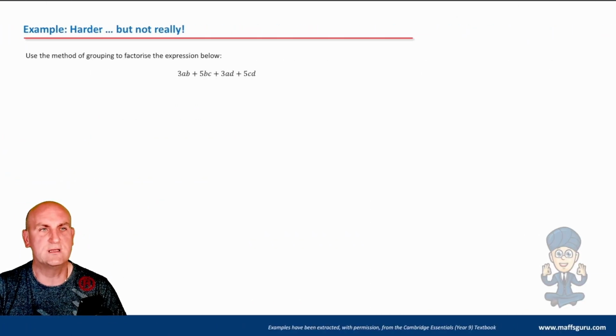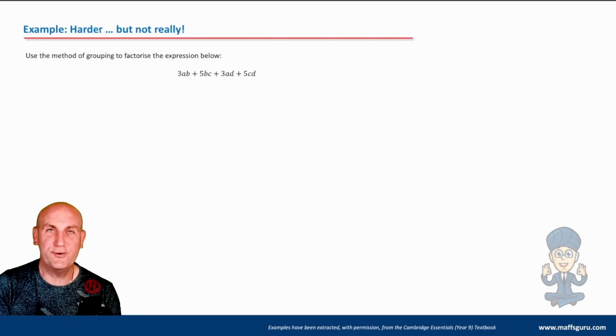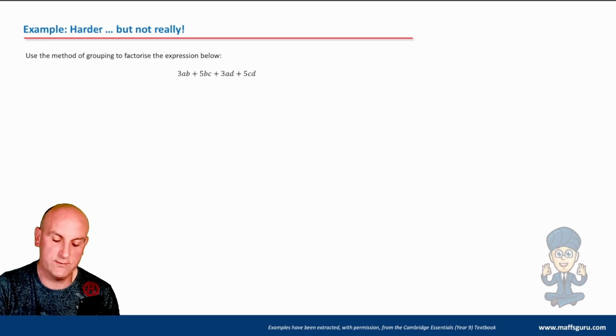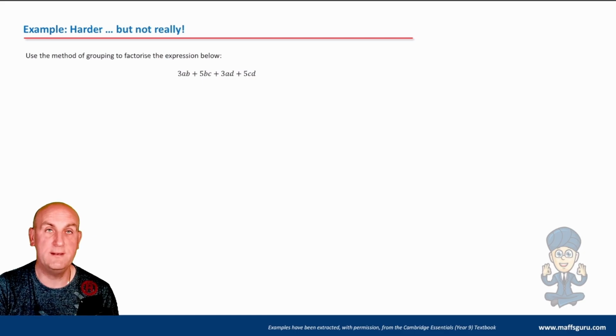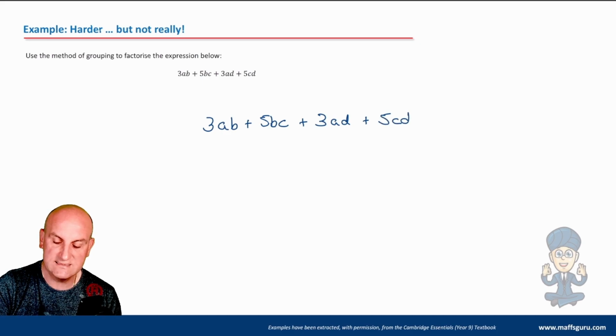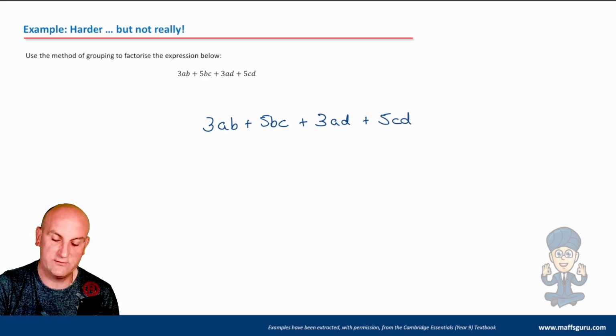Right, any more examples? They look harder, but are they harder? Probably not. So again, ask yourself the question: how many terms do I have? I've got 4 terms. So what I'm now going to do is try and group. I've got 3ab plus 5bc plus 3ad plus 5cd. All right, so let's try to factorize by grouping. There's my first 2. There's my next 2. So let's go back and see what we can do.